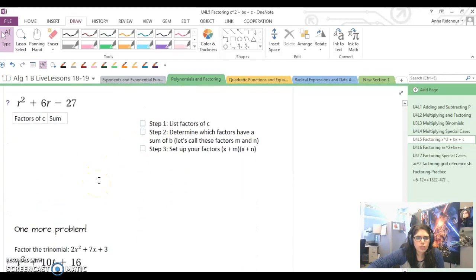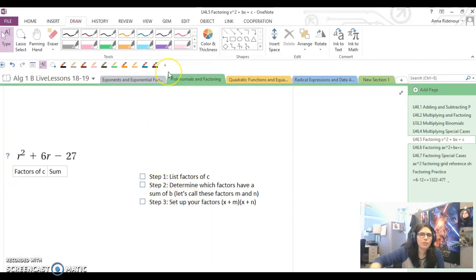All right, last one, and I have the steps here. If you want a little review, you have to list factors of C, determine the factors that have a sum of B, and then set it up with the parentheses. This one is a little bit trickier because it's got a bigger C value. So we have negative 27.